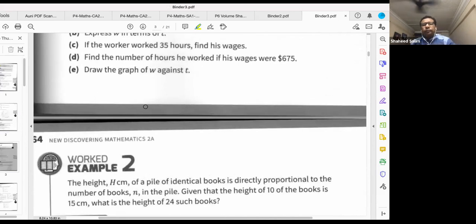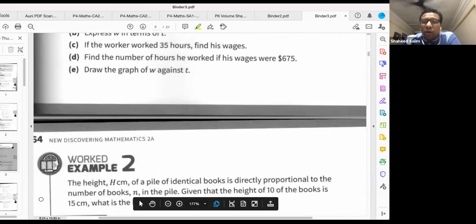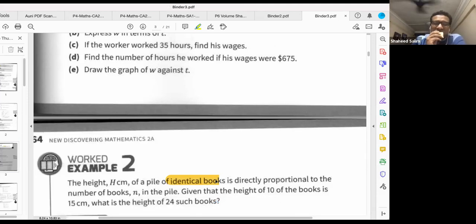This one, you try this one. You imagine all the books are identical. That means same type of books. Let's say your maths textbooks are the same type. Write the equation first. y equals kx.